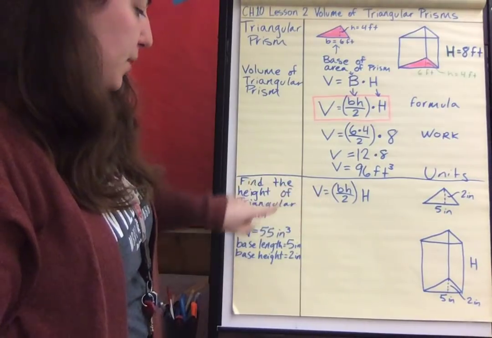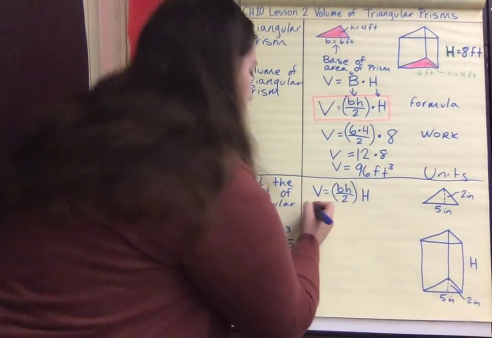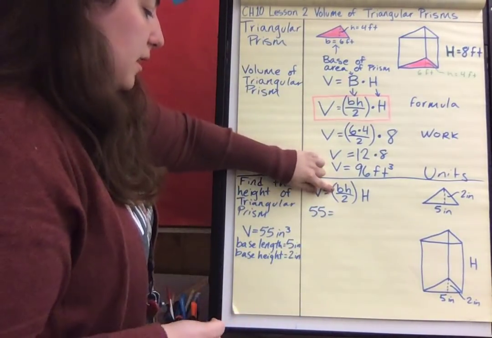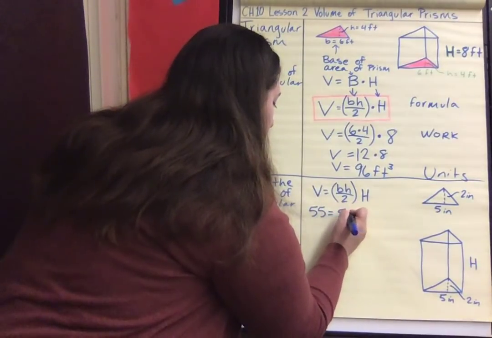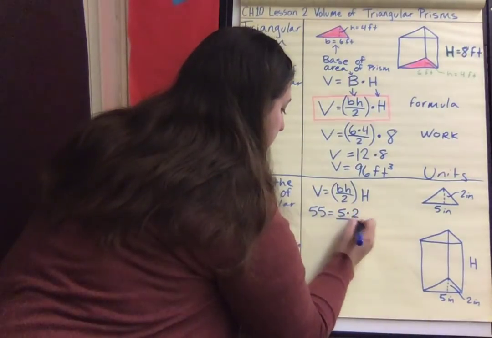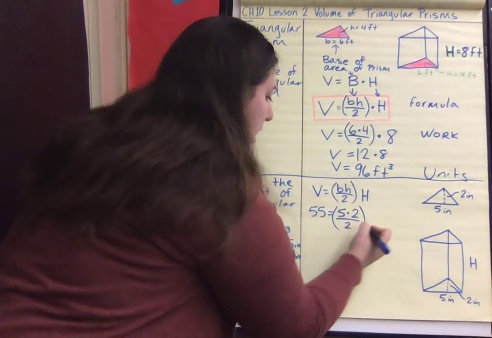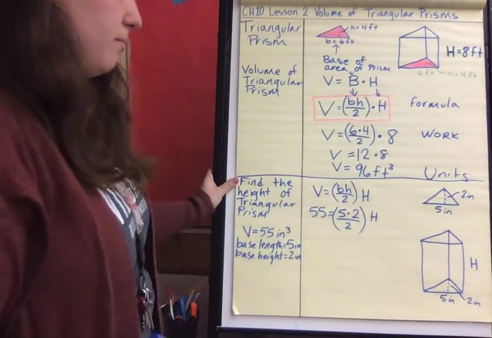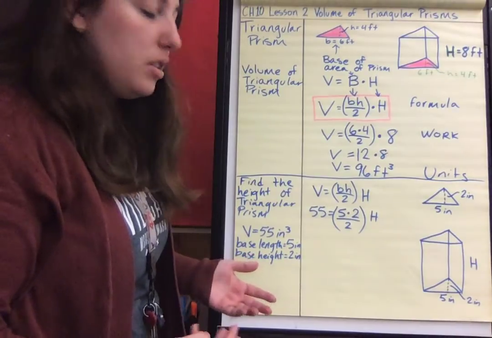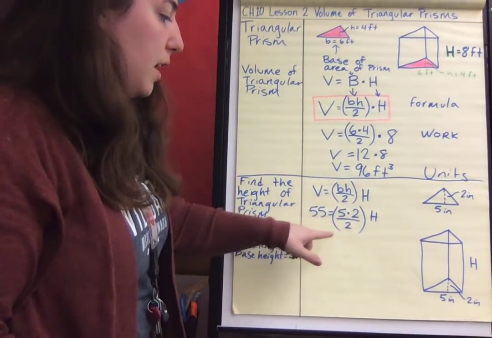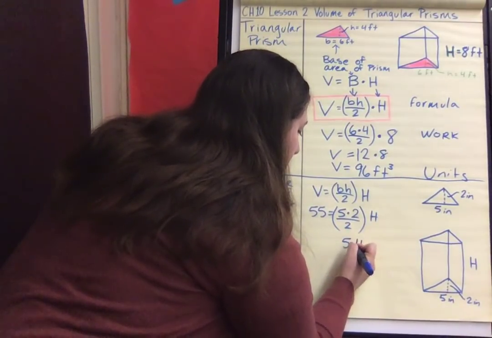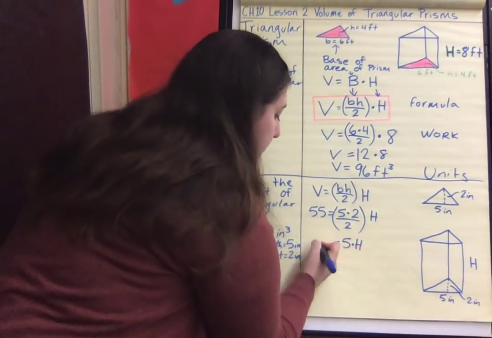So I'm going to start plugging in values now. I know what the volume is. It's 55 inches cubed. I know what my base length is. It's 5. And I know what my base height is. It's 2 divided by 2. And then what I'm trying to find out is the height. So I'm going to calculate this first. Order of operations says I do what's in the parentheses first. 5 times 2 is 10, divided by 2 is 5. And of course, times the height.